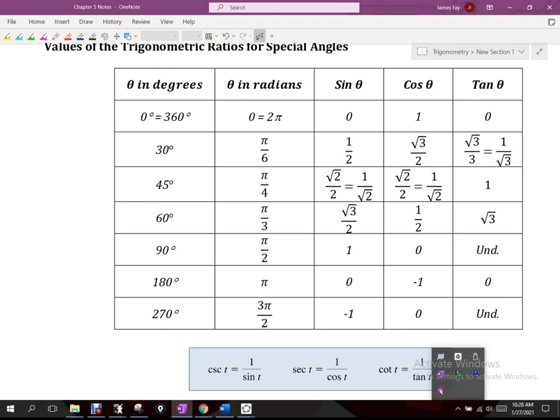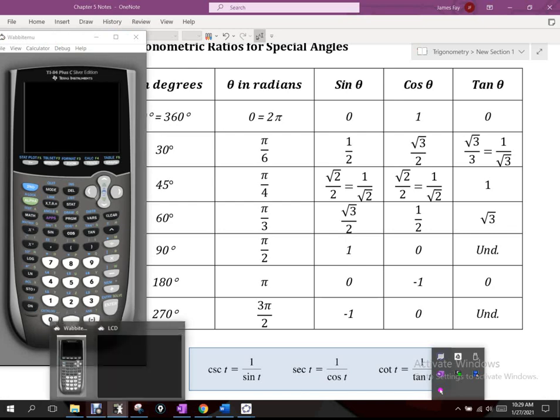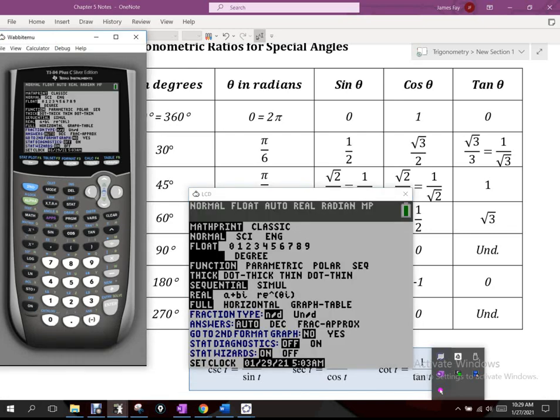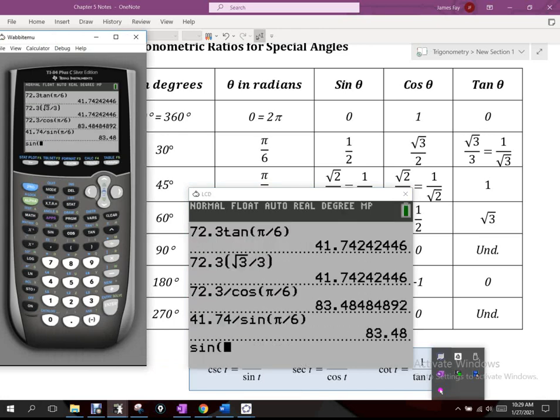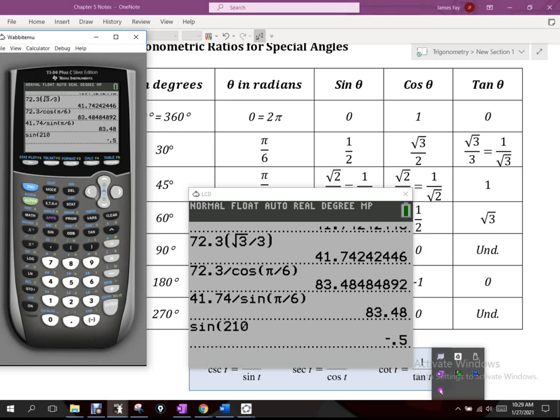But there's a component to that we need to pay attention to, and it's that it's in the 3rd quadrant, and all your values in the 3rd quadrant are negative. So sine of 210, let's see if it gives us negative 1/2. I need to go into degree mode, and I'll type in sine of 210. And you see that it gives us negative 1/2 back. So that's the goal eventually.